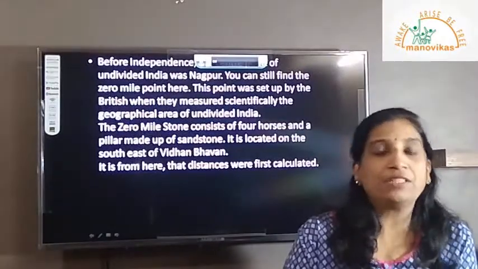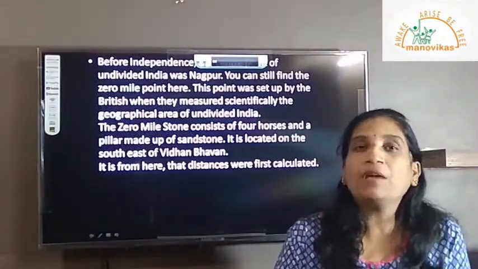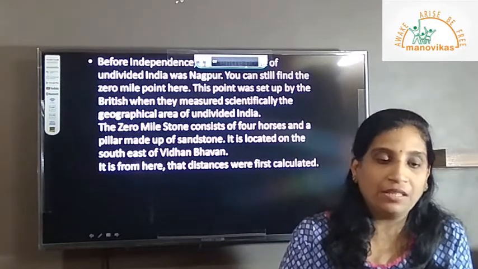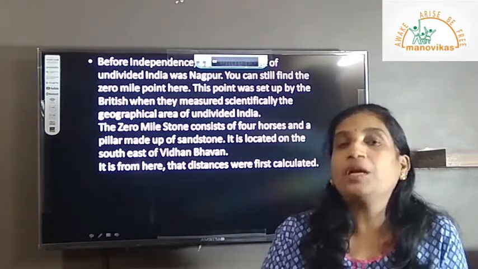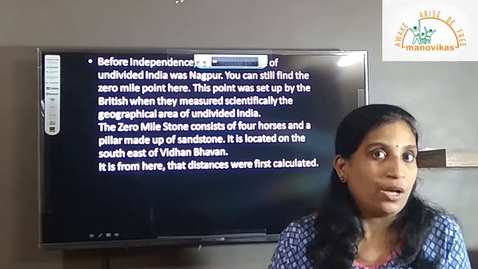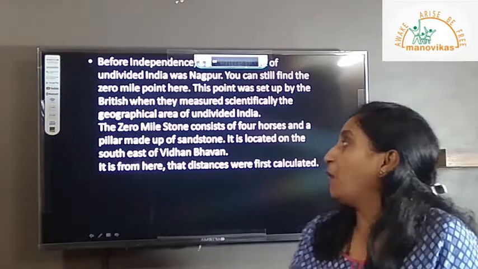Before independence, students, when the Britishers and Europeans surveyed our country's landmass, including Pakistan and Bangladesh when it was undivided, the central point of India was Nagpur.